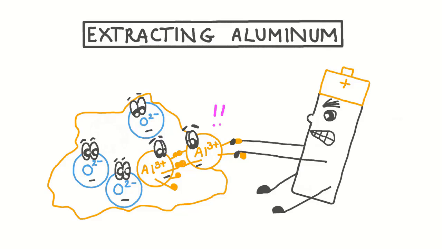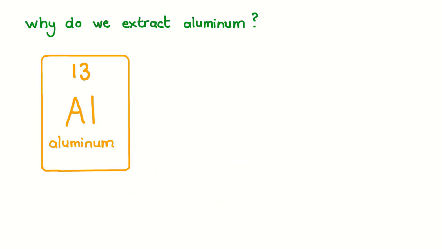In this video, we will learn how aluminum is extracted from its ore through the process of electrolysis. Why do we extract aluminum? Why is it so important?